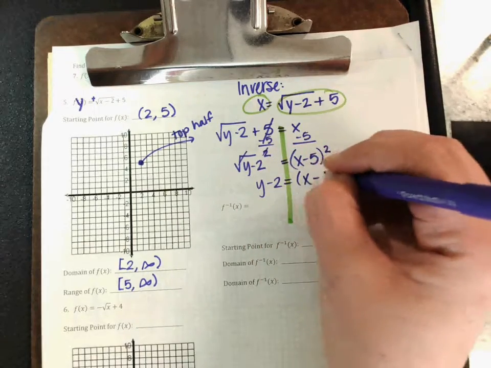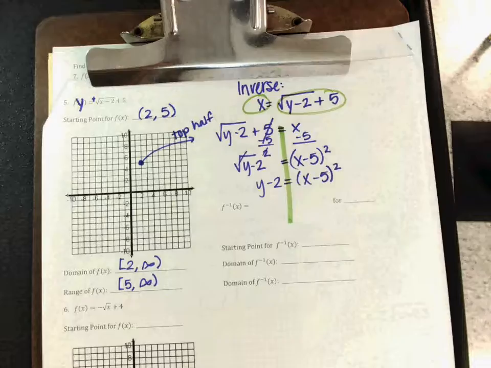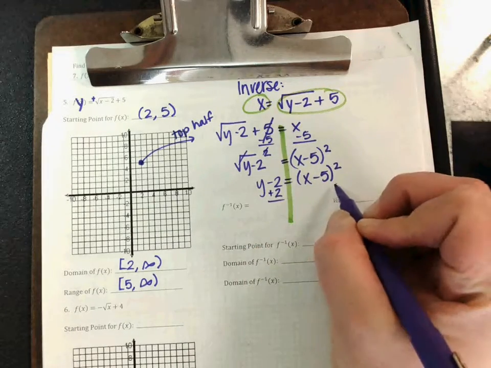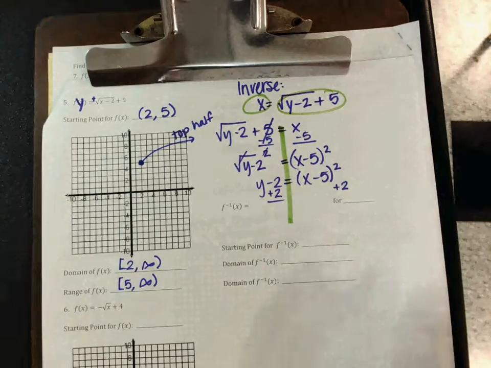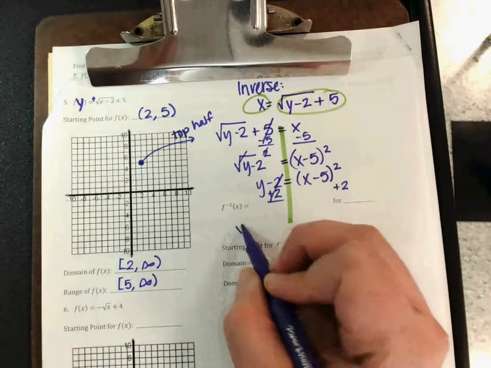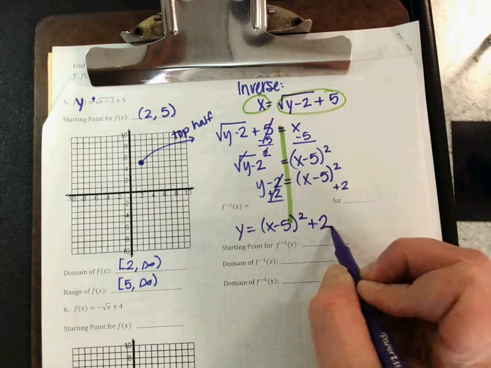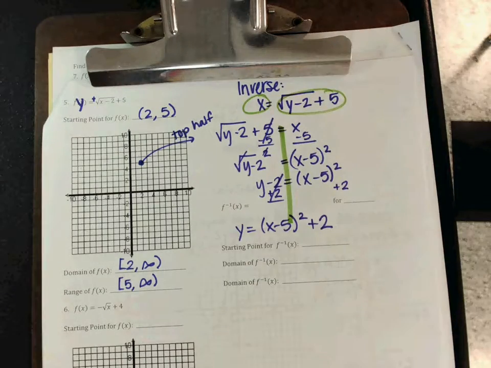And then how will I get rid of the minus 2? Okay, plus 2 plus 2. So it'll be y equals x minus 5 squared plus 2. Now, I'm going to have to pick a half in a second, and I'll show you how to do that. But let's do our start point.